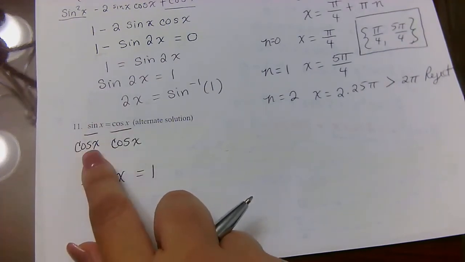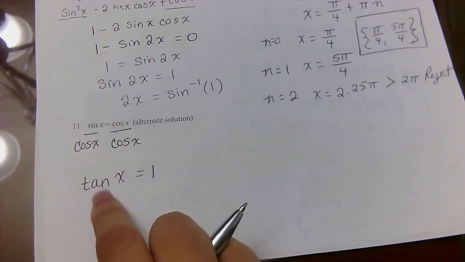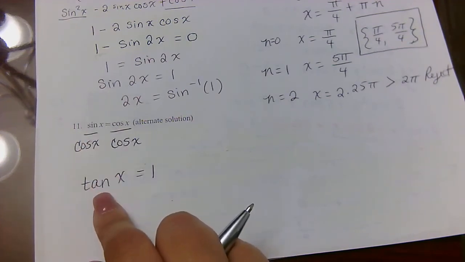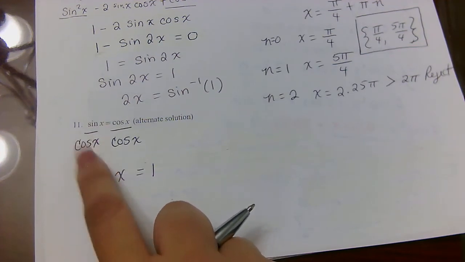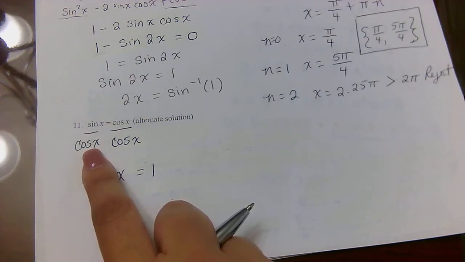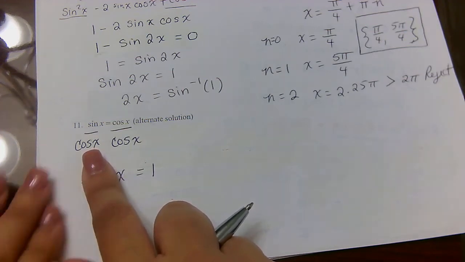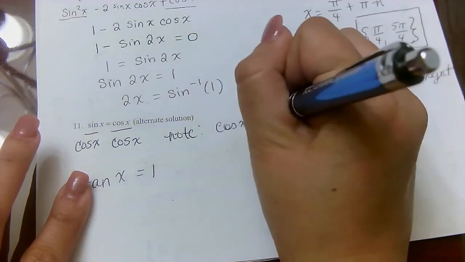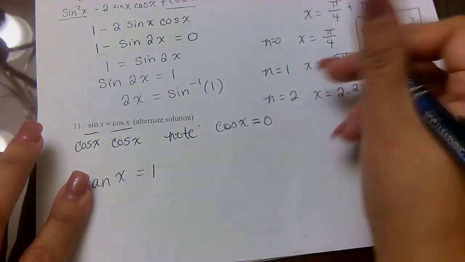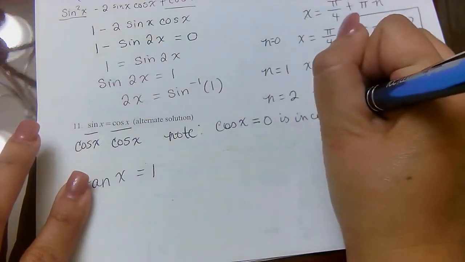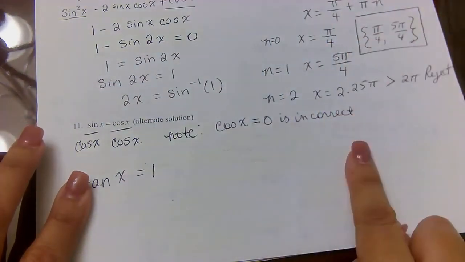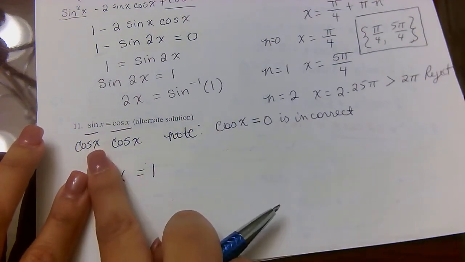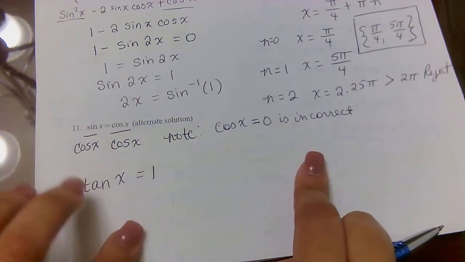And anytime you have a fraction like this, we can't just say, okay, tangent, and then there are no restrictions. In fact, over here, we can say that cosine cannot be 0 because it's in the denominator. So on this one, I'm just going to make a note: cosine x equals 0 is incorrect. Okay? You cannot use that because it will be a 0 in the denominator. All right, so cosine x cannot be equal to 0.